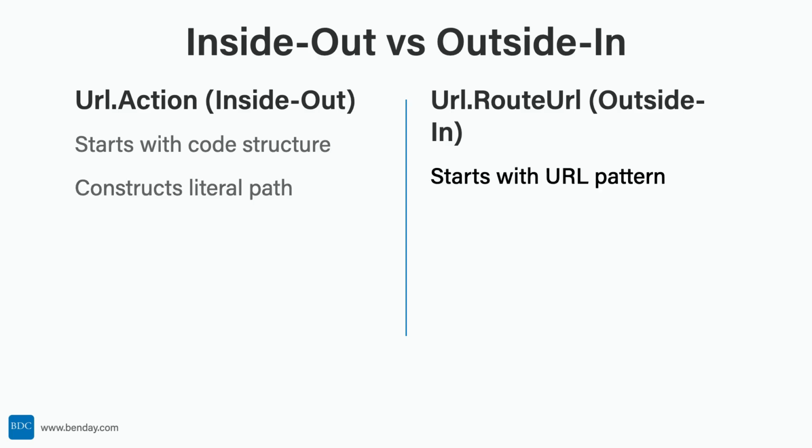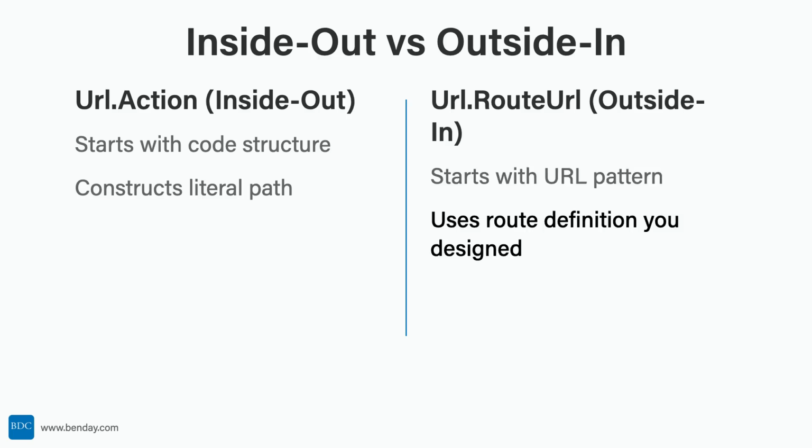Now Url.RouteUrl flips this. It starts with the URL pattern you designed, the route you named. It says, what should this URL look like to the outside world? It looks up that named route, applies your parameters to the pattern, and gives you the clean URL you intended. The code structure is abstracted away. Inside out versus outside in, once that clicked for me, I knew which one to use when.